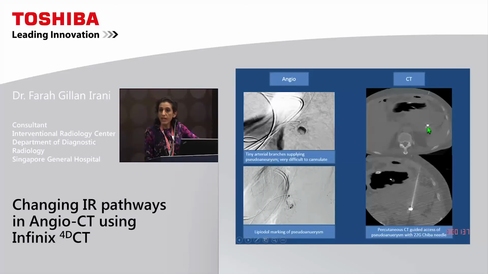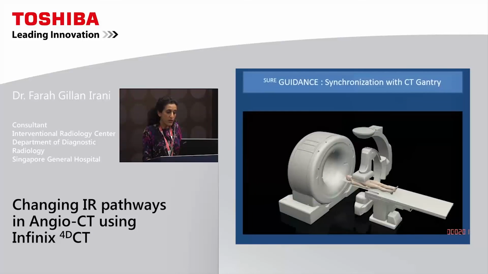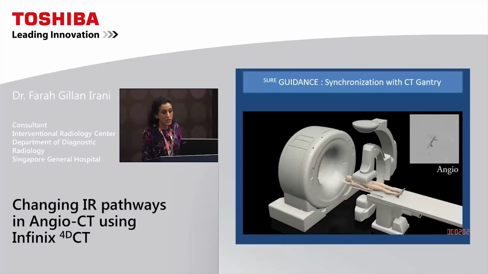So with the aneurysm marked with Lipiodol, we then came percutaneously with a 22-gauge Chiba needle, hit the aneurysm sac, and then under fluoroscopy, we saw our needle within the aneurysm sac. We injected a little bit of contrast to make sure that we were in the sac, and then glue embolized it. And the final angiogram showed that we had a patent splenic artery. And in this way, we actually thought out of the box and did a splenic artery embolization.